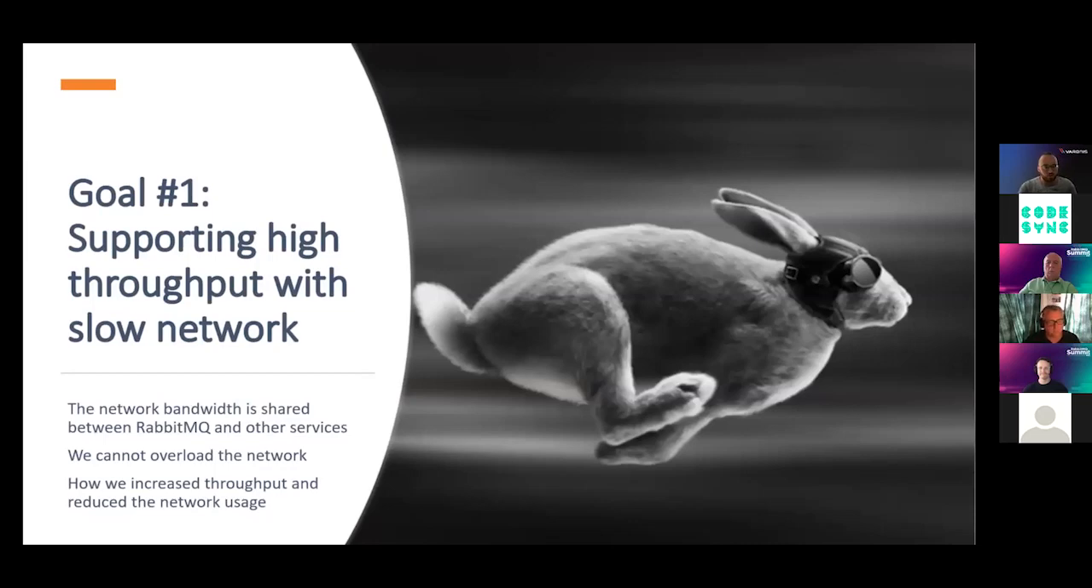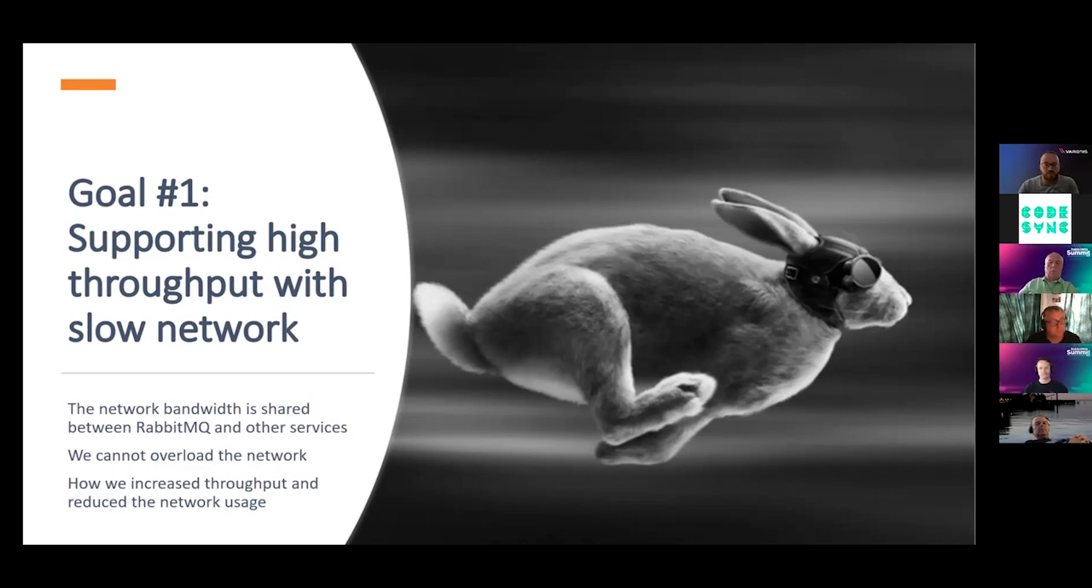So goal number 1: supporting high throughput, right? If we have a slow network, what do we do? Our use case is this. Let's say we have 2 or more instances of RabbitMQ running on different machines, and we need to somehow communicate between those 2 machines.